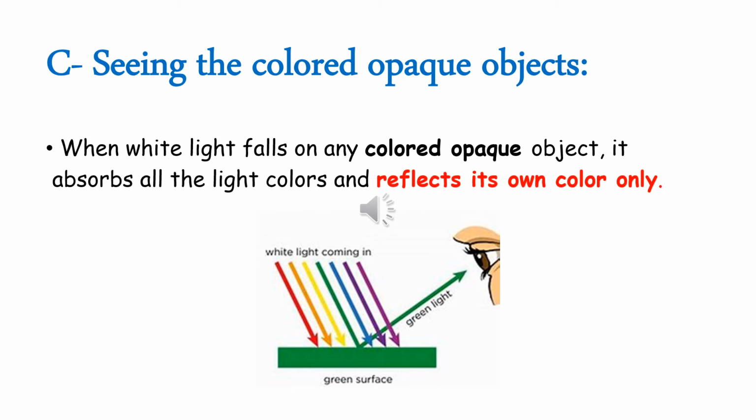Seeing the colored opaque objects. Colored opaque objects like what? Like the green door, like a red chart, like a blue desk. How do we see the colors of these colored objects?